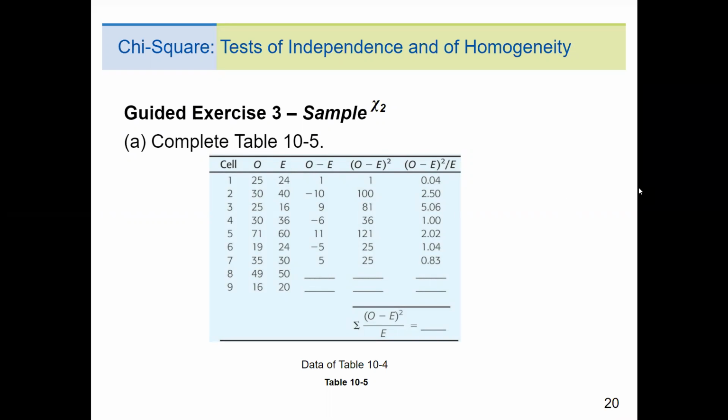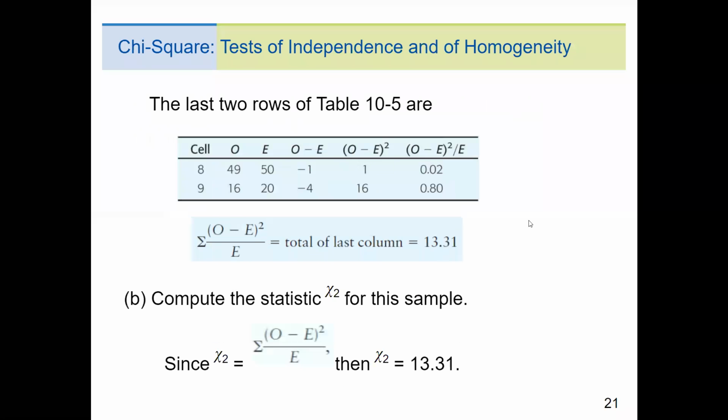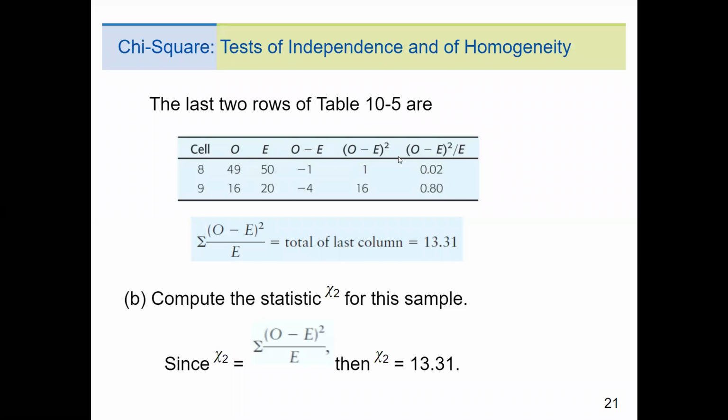So we look at table 10.5. You guys are going to fill in the missing pieces. If I were you, I would just pause the video here and write everything out. So I will give you time to do that. Okay, so the last two rows of table 10.5 are then added in here. So the total of the last column, 13.31. Compute the chi-squared statistic for the sample.